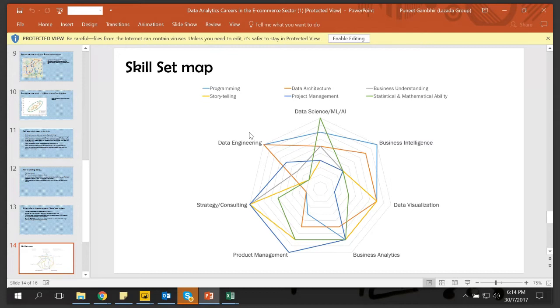So those are some of the fields which I would say are related to analytics. If you're learning analytics, you can do well in a lot of them, and it could be that you are better suited for one of them rather than analytics. So that is the assessment that you will need to do at your end.